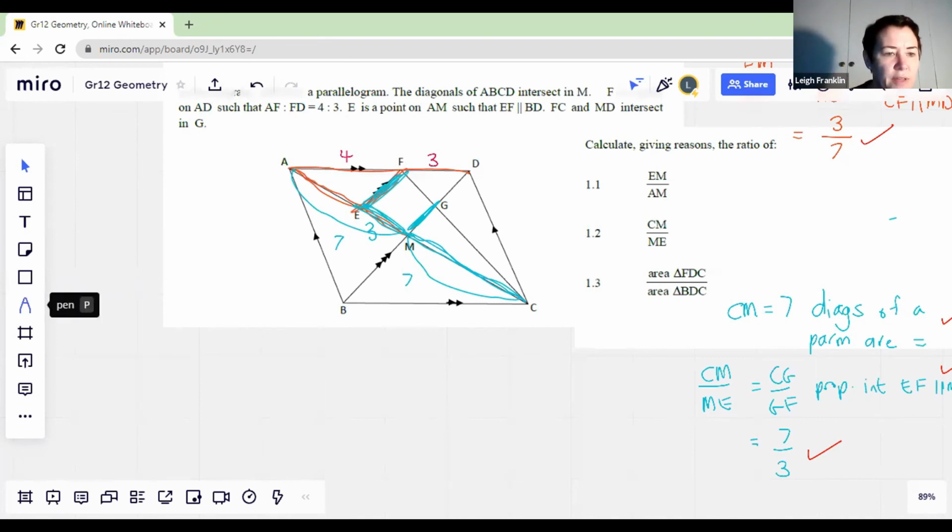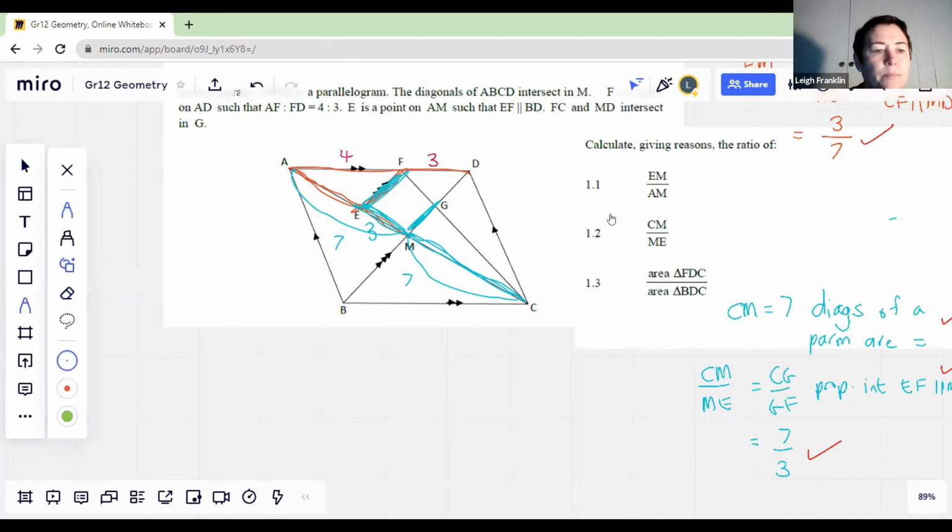How do we calculate the area? Yes. I only know half base times height. You are quite right. Okay, so area of a triangle is half base times height.